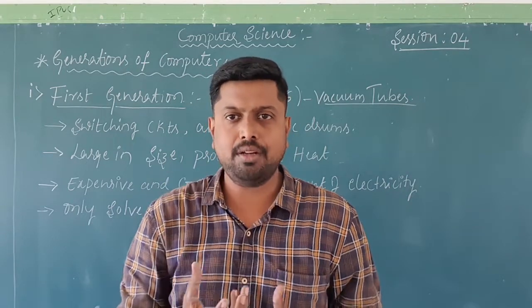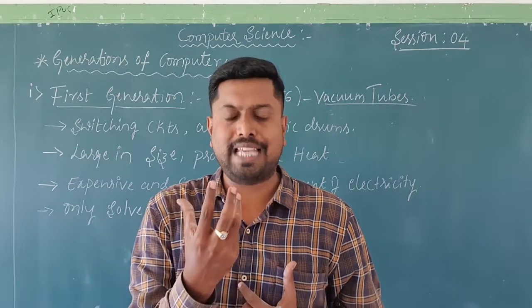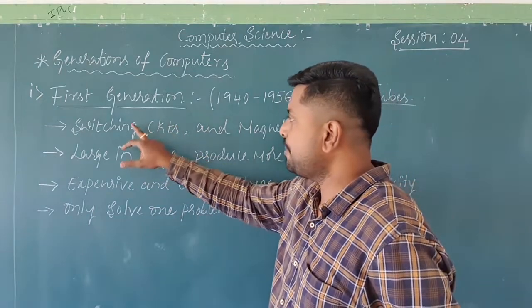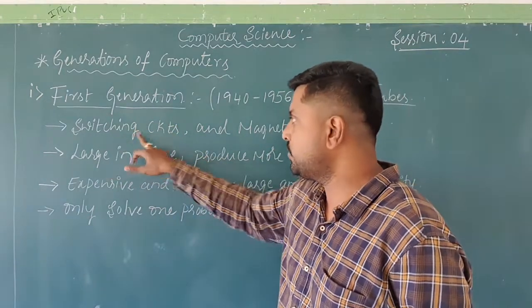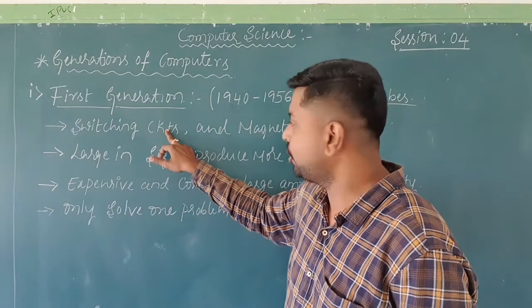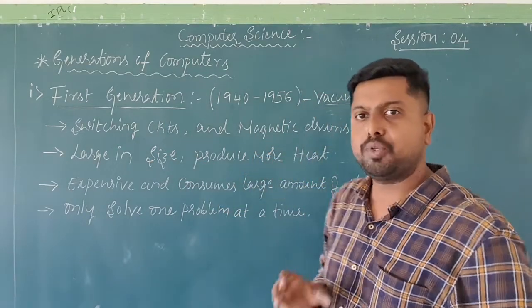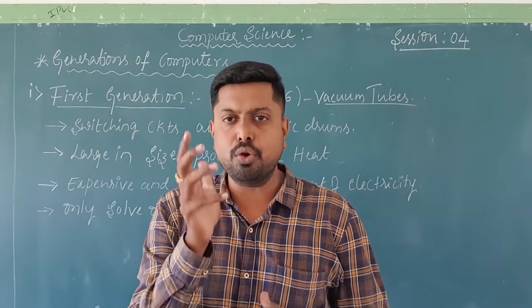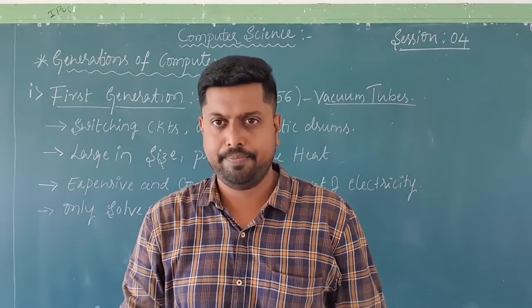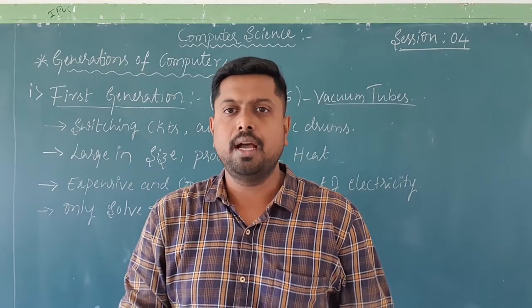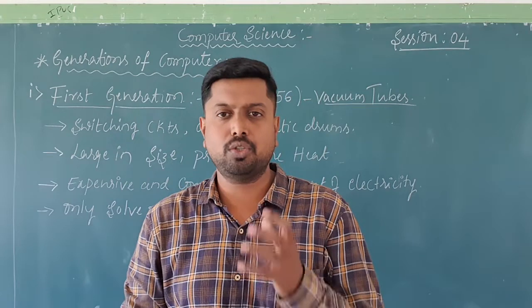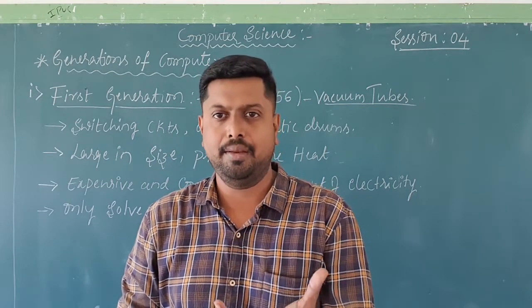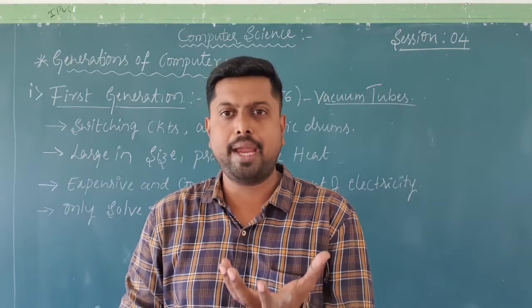So we have some characteristics of the vacuum tube. In this particular generation, what are the properties? Let us see one by one. These vacuum tubes are used for switching circuits, and magnetic drums are used. Magnetic drums are a type of device used to store data. So this is also one type of storage medium where we will store the data. That is magnetic drums, vacuum tubes.